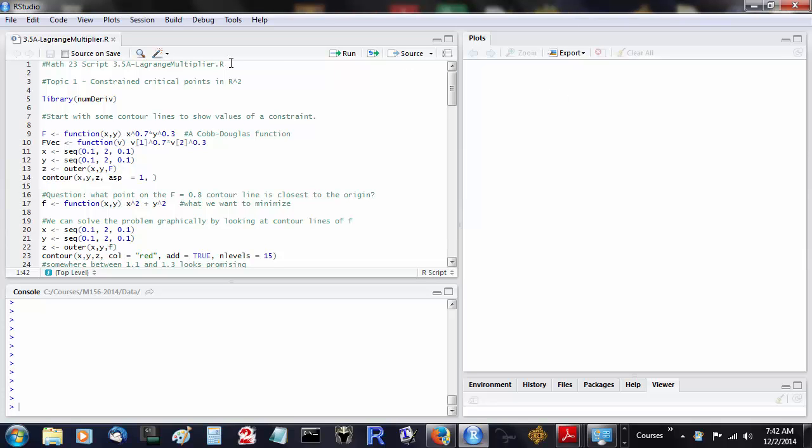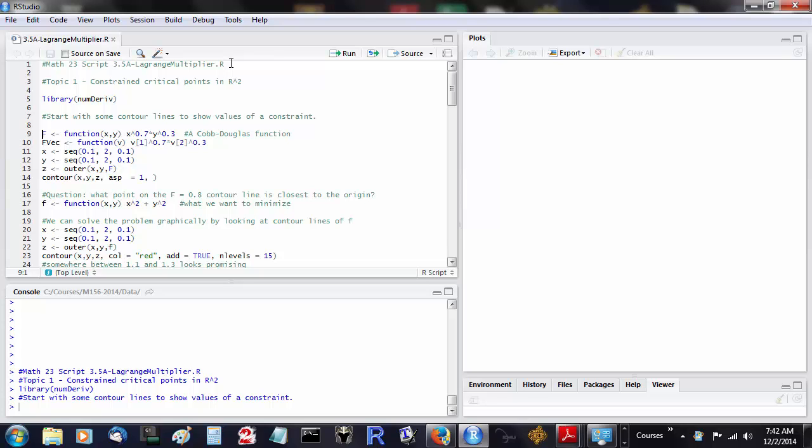It's Paul here with a graphical explanation of why Lagrange multipliers work. So what we're trying to do is find a constrained critical point in R2. That is, we're trying to maximize or minimize one function, little f, subject to the constraint that a second function, capital F, has a specified value.